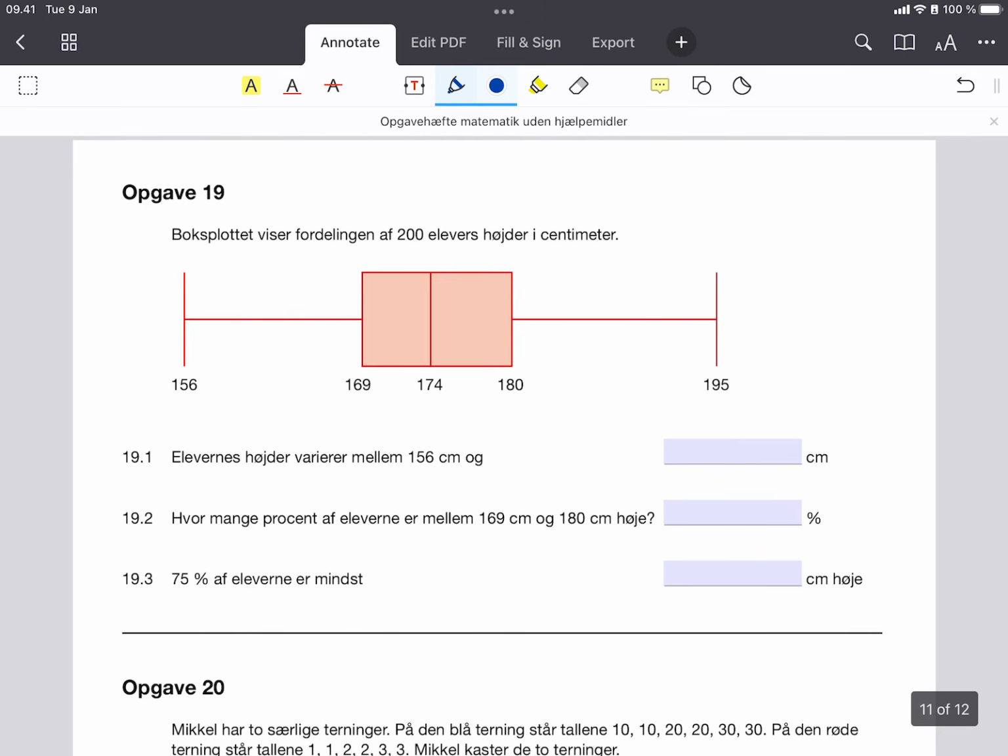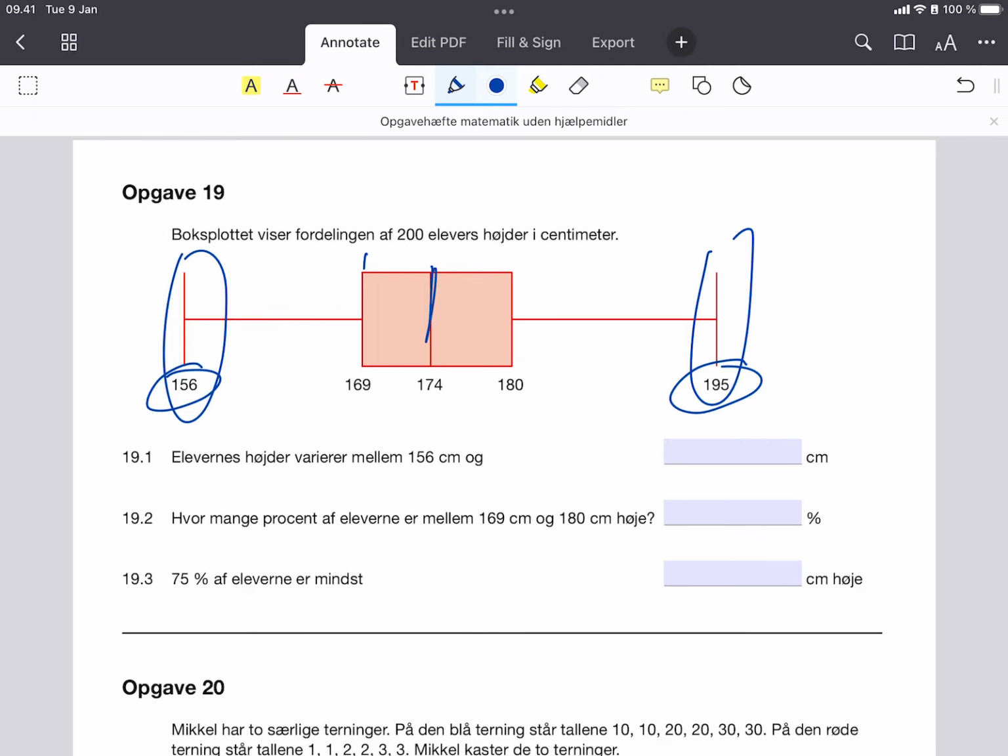Okay, box plot. Question 19. It says the box plot shows the distribution of 200 pupils' heights in centimeters. So you need to know what a box plot does. A box plot shows you the lowest and highest value in a group of data. So the shortest person was 156 centimeters. The tallest person was 195. And then it shows you the median and the quartiles.